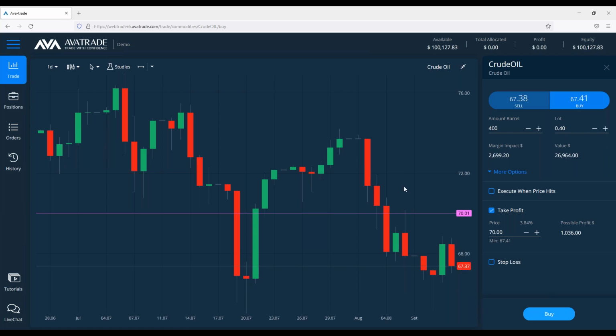Spread. I want you guys to understand that when you buy or sell something, we have the worldwide price, and we have the price in our platform, which is actually the profits for AvaTrade. This difference is called a spread.